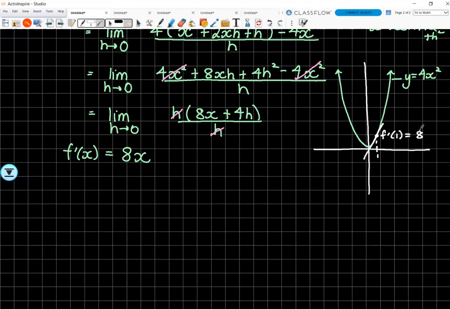What would it be when x is 2? 16. Now that you can see it makes sense up there. It is steeper. What about when it is over this side? -2. Now, wait. When we draw that line, it is decreasing, so we know the slope has to be negative. Well, when we put -2 in here, 8 times -2 is -16. Works. Make sense?